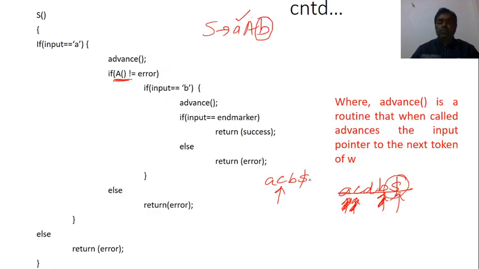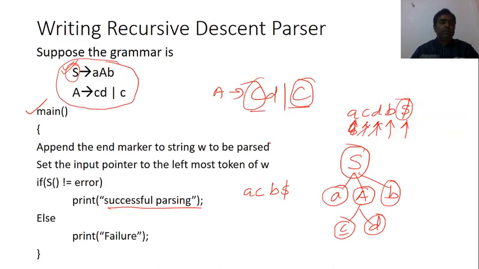If input equal to B, yes, input equal to B, advance, it will go to the dollar. If input equal to end marker, this dollar, return success, we will go back here. This is not equal to error, print successful parsing. And in this way we can check whether our string is accepted or not.